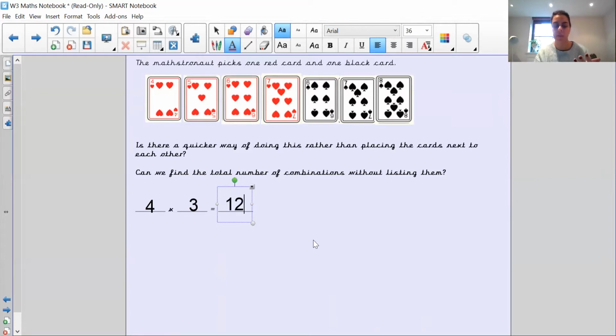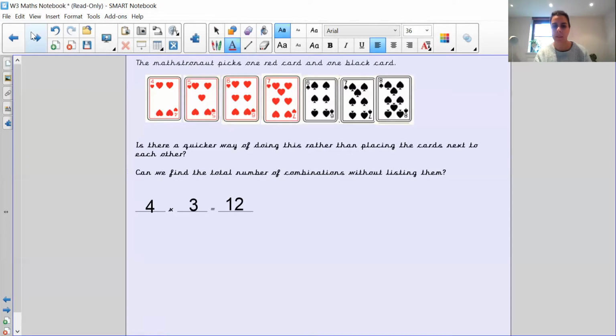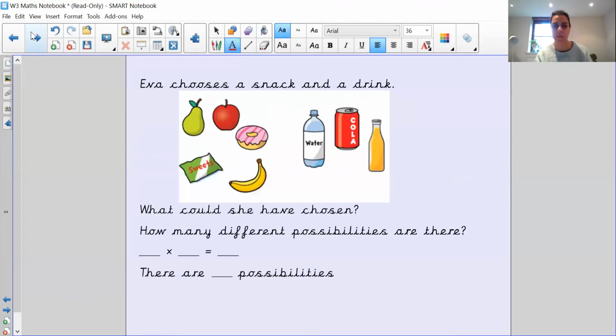If you know your 4 times tables, you could have done 4, 8, 12. So my answer is 12, which is exactly the same answer that we had here. I just didn't need to group them. I just did my multiplication. So let's use that to help us with the next one.